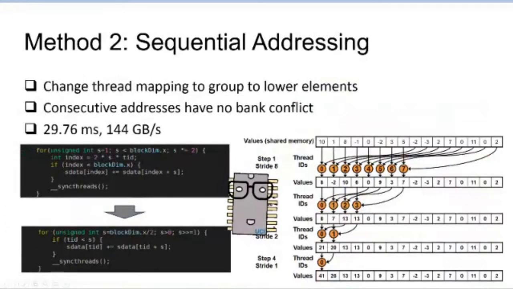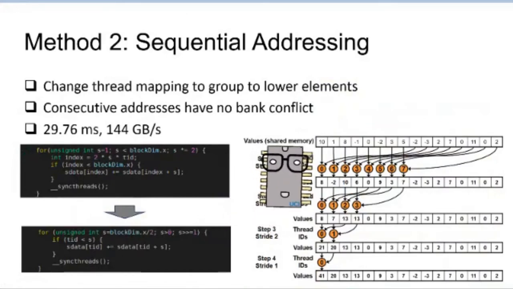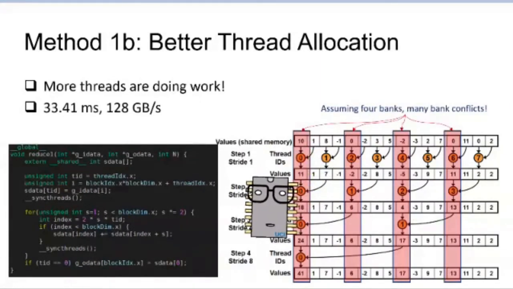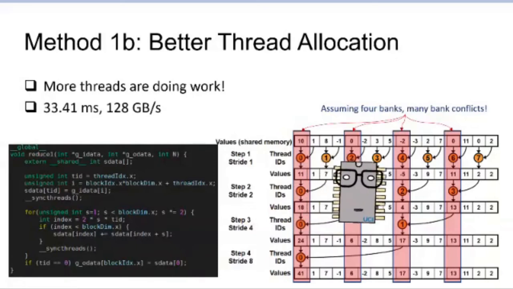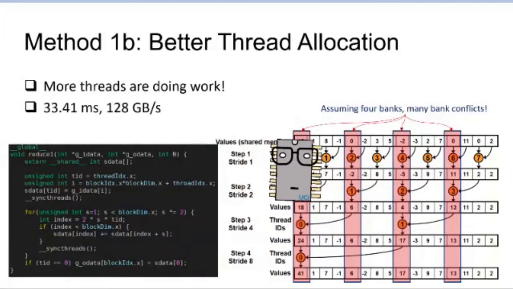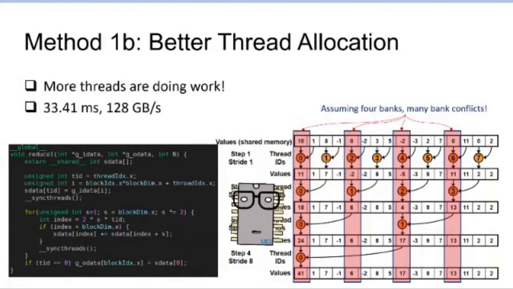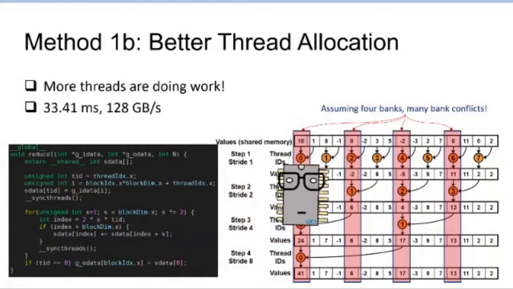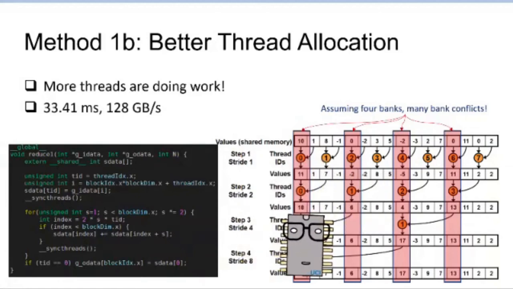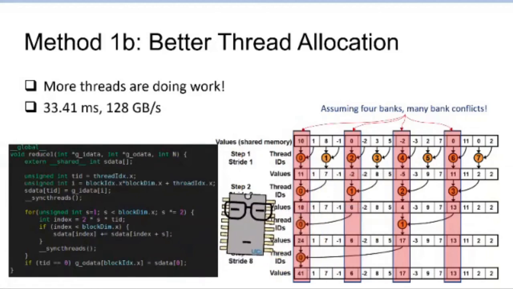So if you look back at the previous thread mapping, the threads are being mapped every stride number of elements. If stride is one, threads are mapped with gaps of one. If stride is two, threads are mapped with gaps of four. And if stride is four, gaps of eight, and so on.